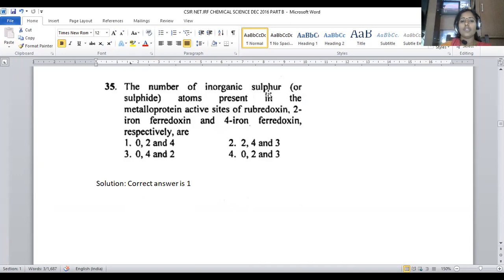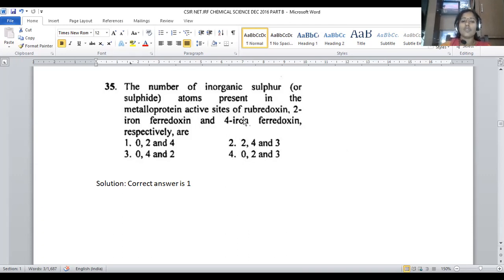Question number 35. The number of inorganic sulfur atoms present in the metalloprotein active site of rubredoxin, 2-iron ferredoxin, 4-iron ferredoxin. These are part of bio-inorganic chemistry, right? Here, how many inorganic sulfur atoms are there? Inorganic sulfurs are nothing but sulfur directly bonded to metal. Sulfur bonded to the protein part is called organic sulfur. Inorganic sulfurs are labile in nature, organic sulfurs are inert in nature.